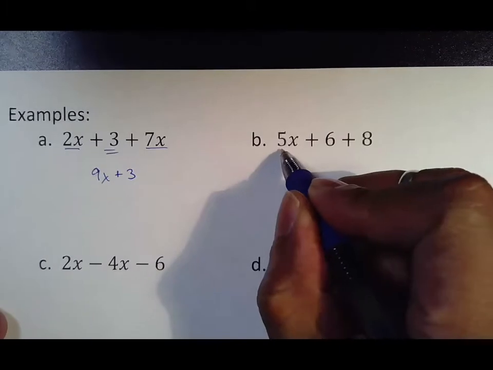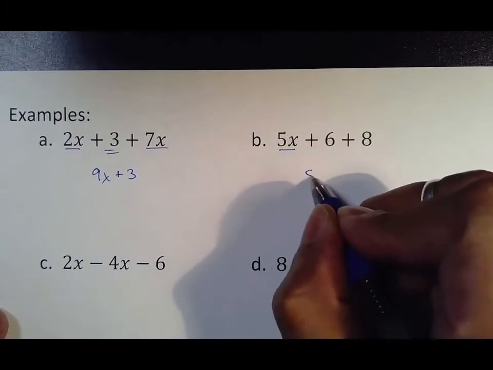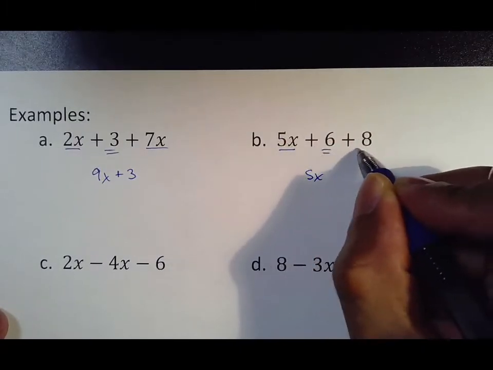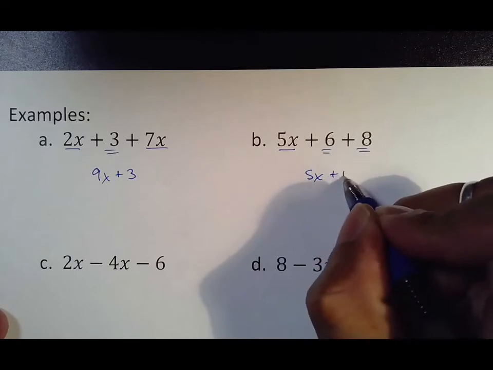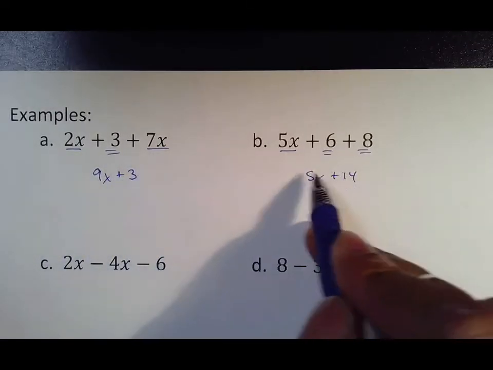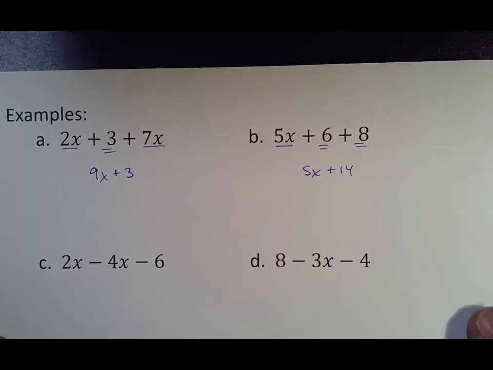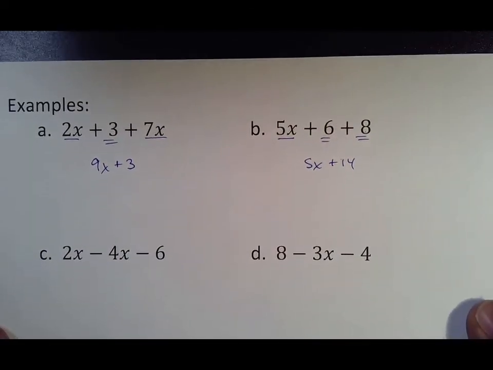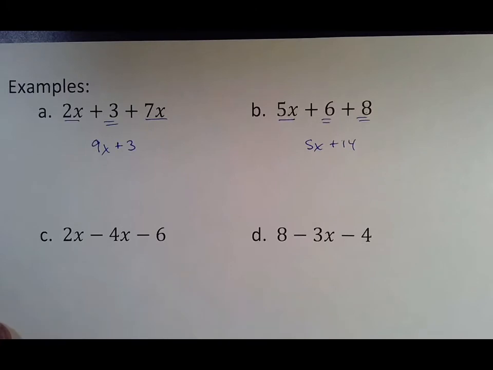Here on B, 5x has nothing to combine with, so we're just going to bring down the 5x. But 6 and 8 can both go together and they make 14. These are both simplified, and that's what you're going to be expected to be doing as we're moving forward. All right. 2x minus 4x minus 6.